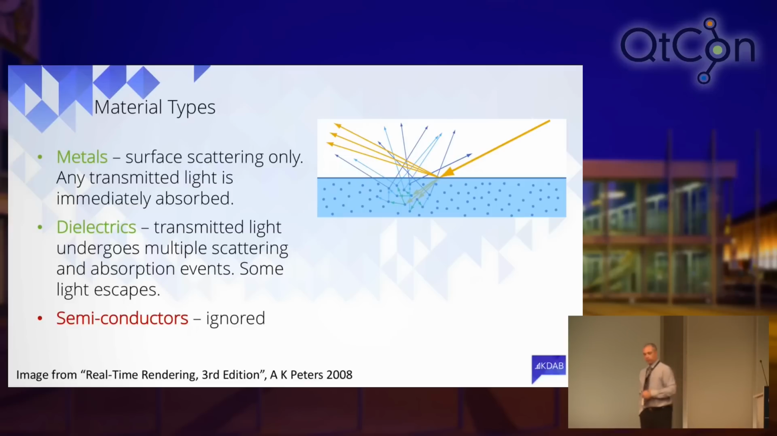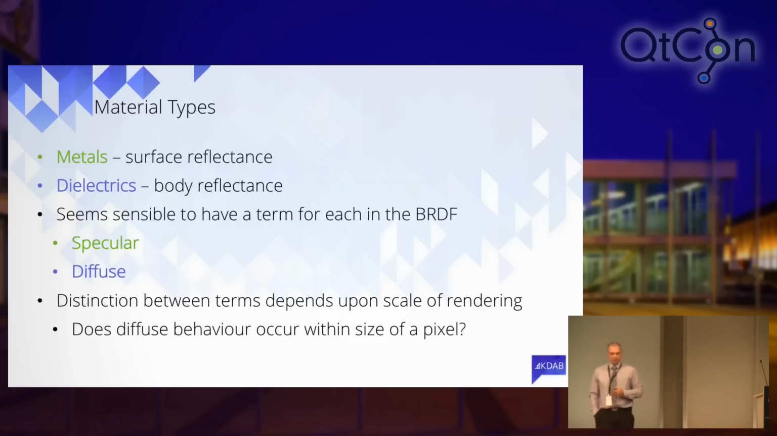So we have metals, which primarily undergo surface reflectance, and we have dielectrics, for which we also have to consider body reflectance. So two different things, two different types of material. It seems sane to have different terms for that in our BRDF function. So we have a specular term, which is our shiny highlights, and we have a diffuse term, which is more the matte color of objects that we see every day. And if you get really into this, then the distinction between the two terms can even vary upon the scale with which you're trying to render something, but we're not going to worry too much about that today.